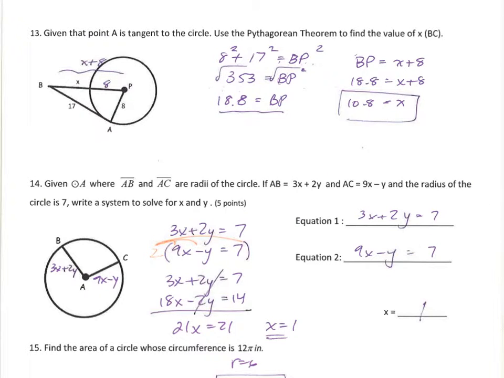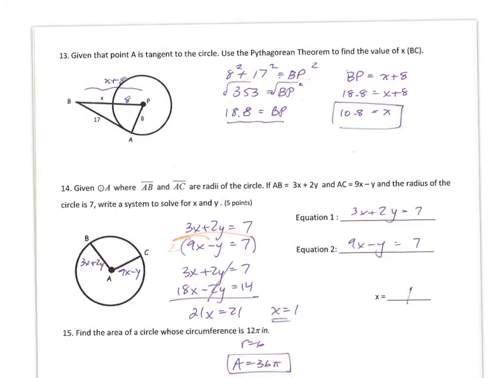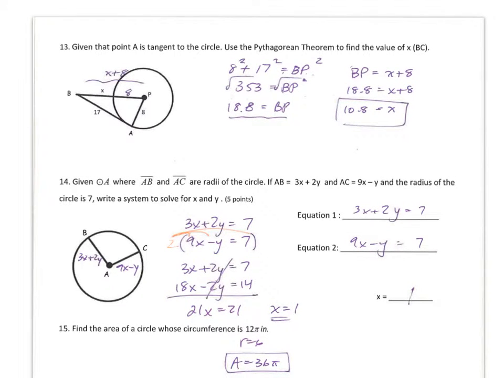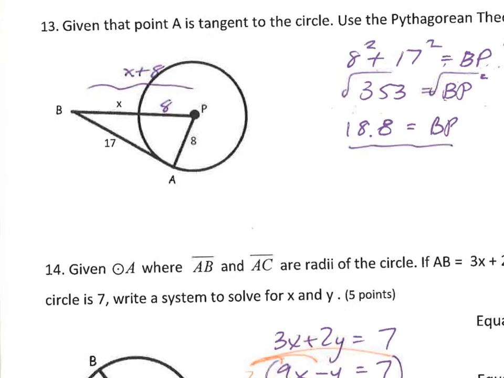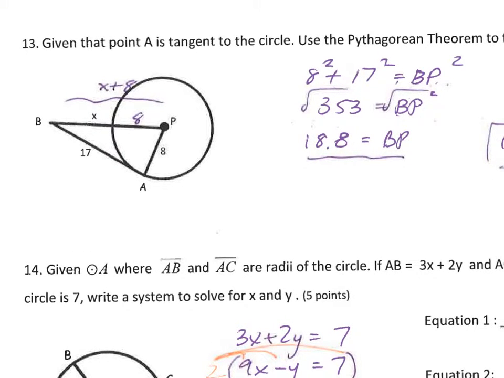All right, last page. And looking at number 13, you got this triangle. So this is a little bit of a different one because the numbers aren't quite as pretty. What I chose to do, looking at the problem, was take 8 squared plus 17 squared. The question is, point A is tangent, so I know that makes this a right angle. And the question is how to find x, right?